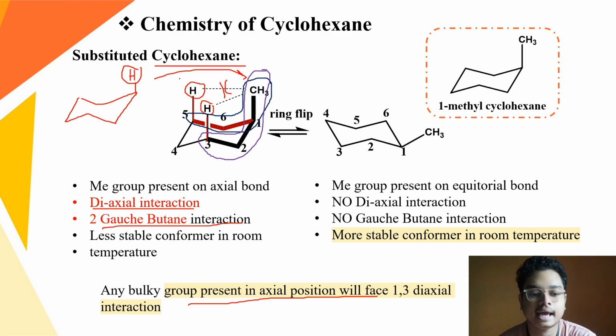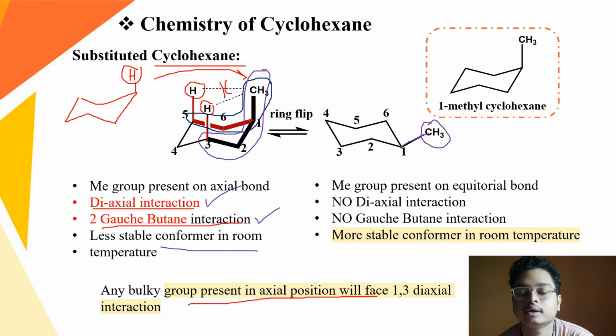Okay, so in the axial conformer, what happened? This particular conformer has a diaxial interaction, also two Gauche butane interactions. That's why this particular conformer is present in the least stable form at room temperature. But if the conformer undergoes ring flipping, then you can find that this particular CH3 is now present in the equatorial bond.